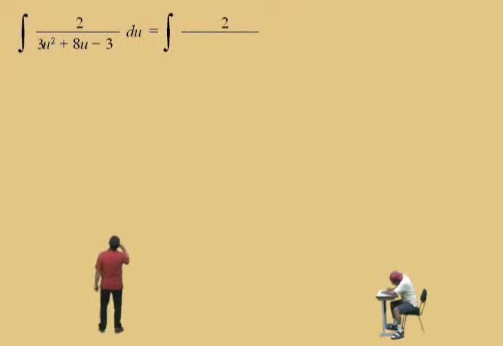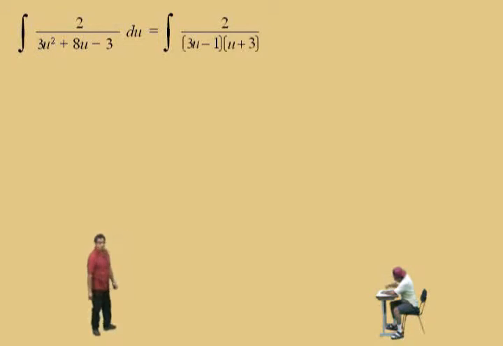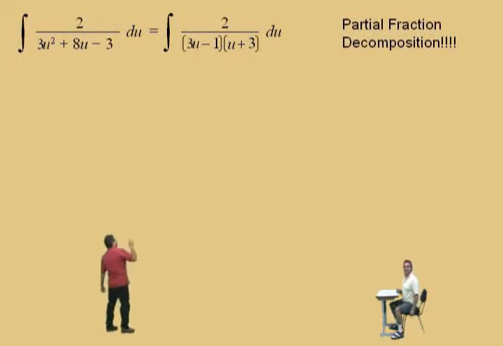And so you can use the guess and check method or whatever you want. But how is it factored, Charlie? 3u minus 1. That's right. U plus 3. U plus 3, very good. So now we finally got it factored. So what are we going to do now, Charlie? Partial fraction decomposition. Partial fraction decomposition, that's right.